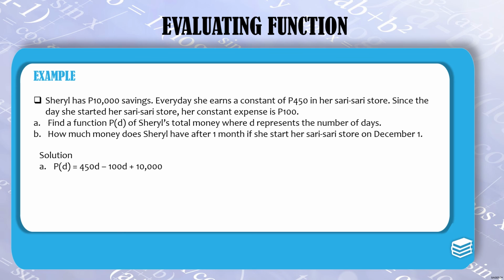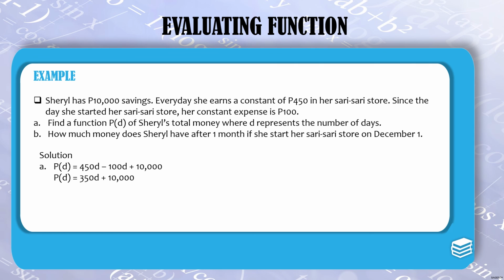Bakit may nakamultiply na D? Kasi, di ba, every day, sumusweldo siya ng 450. Or, what I mean is, kumikita siya ng 450. Kaya nakamultiply sa days. Kasi, what if 2 days na pala siyang nagtitindahan? Kung 450 per day pala, edi we have 450 times 2. Kaya, dapat lang na nakamultiply siya sa days. Minus 100D. Bakit si 100 din may letter D? Kasi araw-araw din siyang gumagastos ng fixed value na 100. Kaya we have that function.